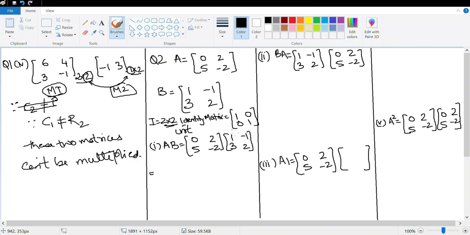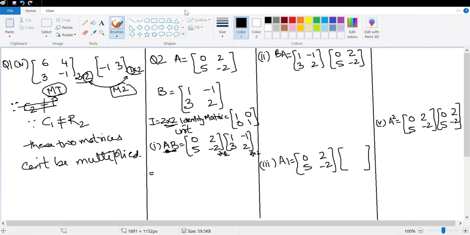So let's look at the question. It says find AB. Whenever you're doing AB, you start multiplying from the first matrix, which is A, and then you write B. So now we are doing a 2 by 2 multiplication. This is 2 into 2 and this is also 2 into 2. Since the 2 and 2 are equal, my product will also have an order of 2 by 2.